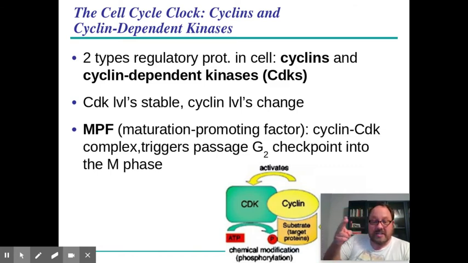Now, when cyclin and CDK join together, they're referred to as a new molecule. It's called MPF, maturation promoting factor.